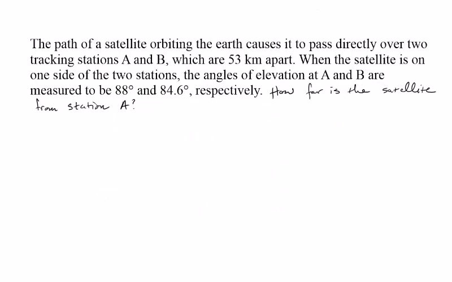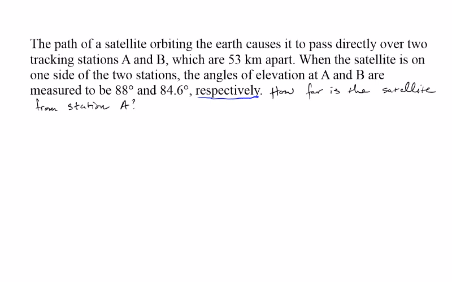I forgot to ask a question in this problem, so you see my handwriting there. Noob move by me. But anyway, it says the path of a satellite orbiting the Earth causes it to pass directly over 2 tracking stations, A and B, which are 53 kilometers apart. When the satellite is on one side of the 2 stations, the angles of elevation at A and B are measured to be 88 degrees and 84.6 degrees respectively. How far is the satellite from station A?